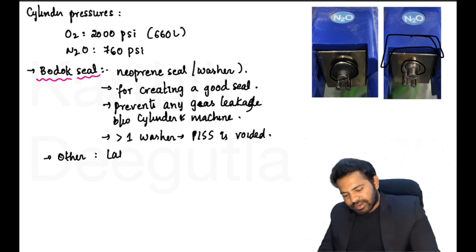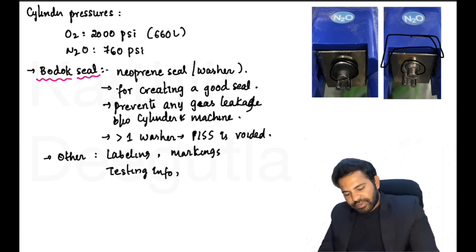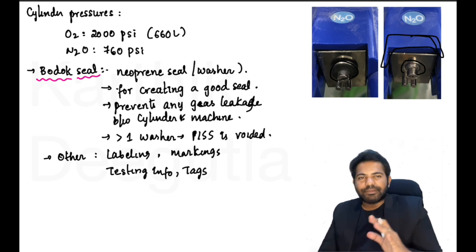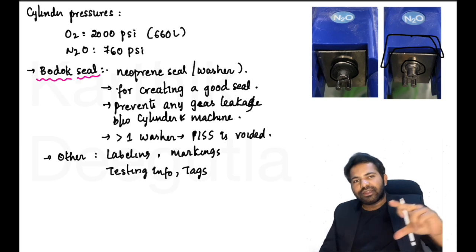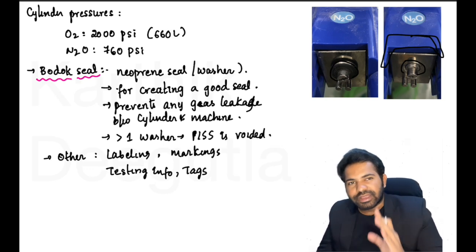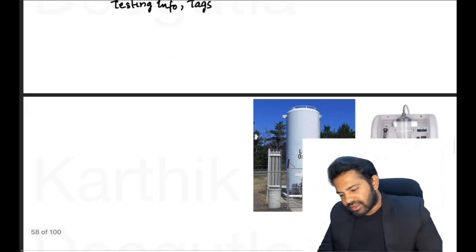Other small components are the labeling on the cylinder. There are other markings like the testing info. When was the cylinder tested? What was the service pressure and all? The testing info and the tags are all clearly mentioned on your cylinder. Similarly, like your LPG cylinder, you can find all the markings on the cylinder about the gas, the service pressure, the testing info and all. Clear?